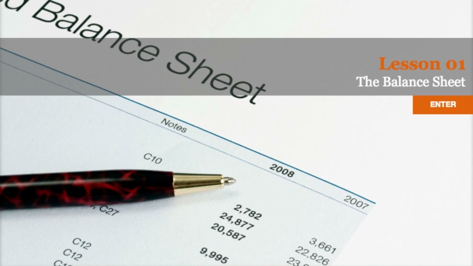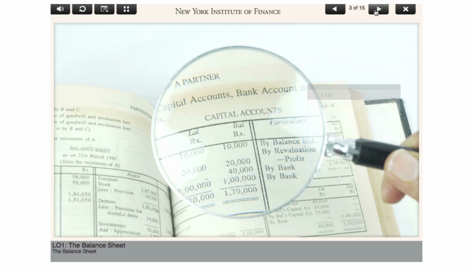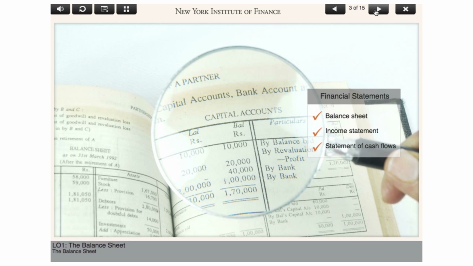By the end of this lesson, you will be able to explain the major components of a balance sheet. Let's learn how to read financial statements and interpret notes to financial statements. The balance sheet, income statement, and statement of cash flows spell out in black and white how well a company is doing financially. Let's first look at the balance sheet.